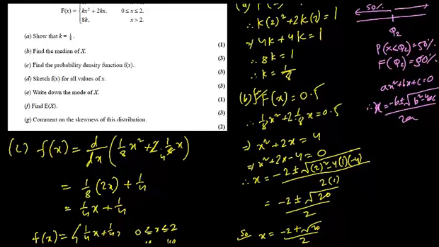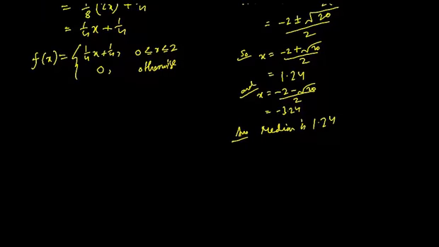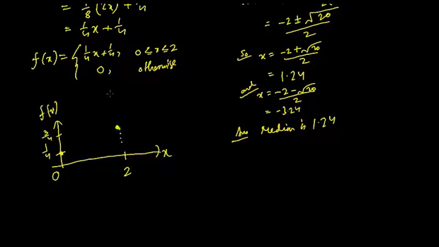Next question, sketch. In order to sketch the PDF, we need two axes, x and fx. The limit is from 0 to 2. When x is 0, 0 plus 1 by 4 is going to be 1 by 4. When it is 2, 2 by 4 is half, half plus 1 by 4 is going to be 3 by 4, so you have another point here. Since we know this is a line, we'll just join the line, so that's the sketch.